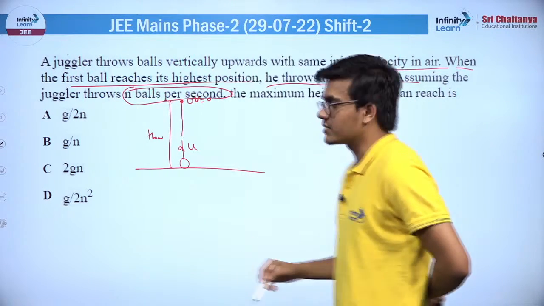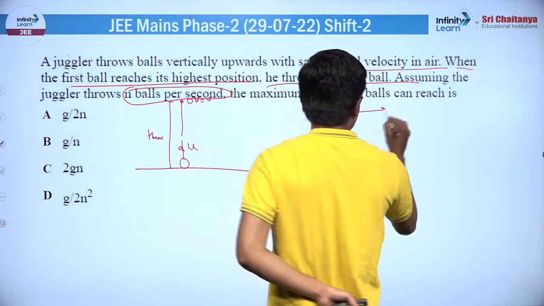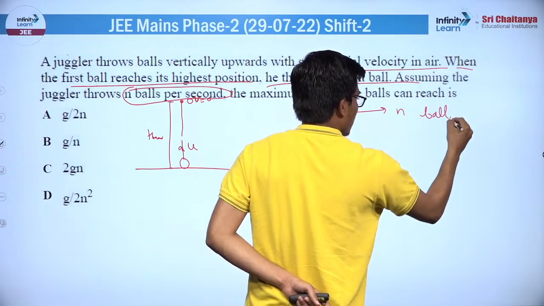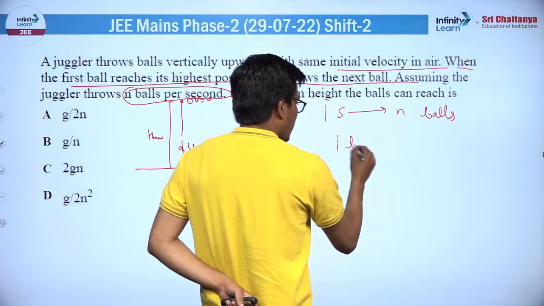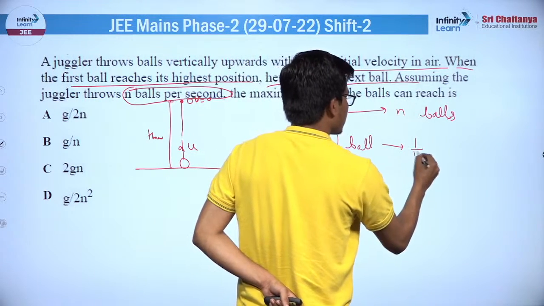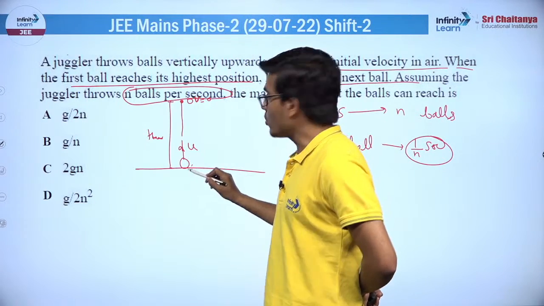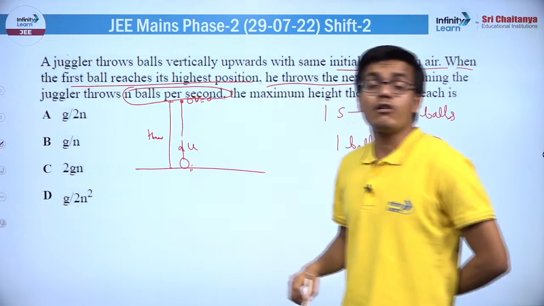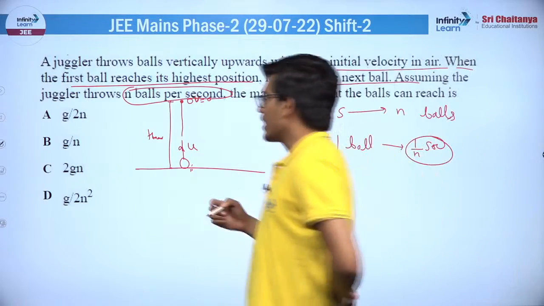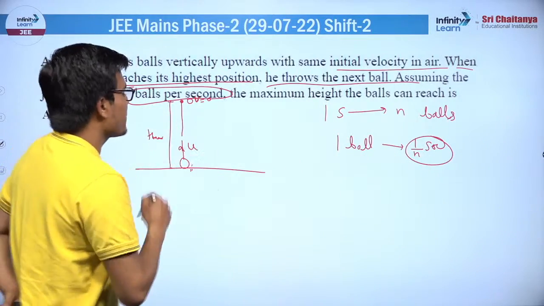That is again important. It means in 1 second you are throwing n balls, right? So one ball you will throw in 1 by n second. So this ball you will throw after 1 by n second of releasing, right? And the maximum height I need to find.